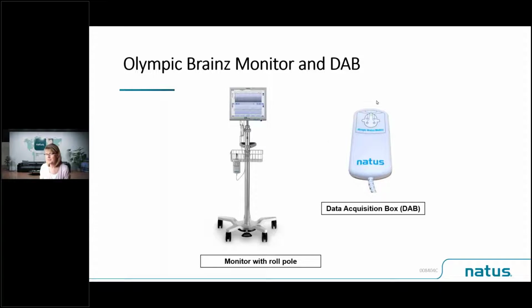But what we're really going to focus on here is the data acquisition box. The data acquisition box is exactly where we will plug our electrodes in after application, and it's very clearly defined with a graphical interface as to which electrode goes into which point of the data acquisition box. And then this is simply integrated with a USB cable connected to any of the 4 USB ports that you find on the Olympic Brains Monitor.